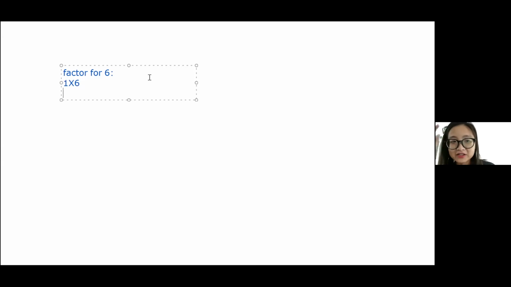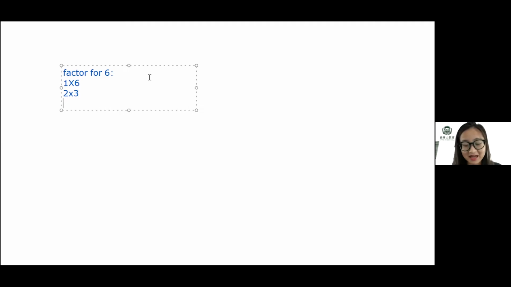We're talking about factors, which means 2 numbers multiplied together give 6, like 1 times 6 and then 2 times 3, right? Do we have more? Charles, no. No, right? So we can say 1, 2, 3, 6 are the factors of 6.